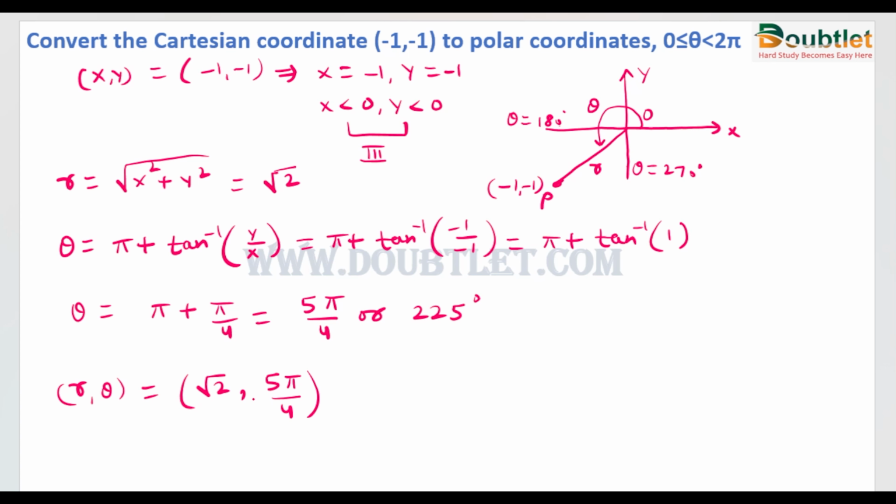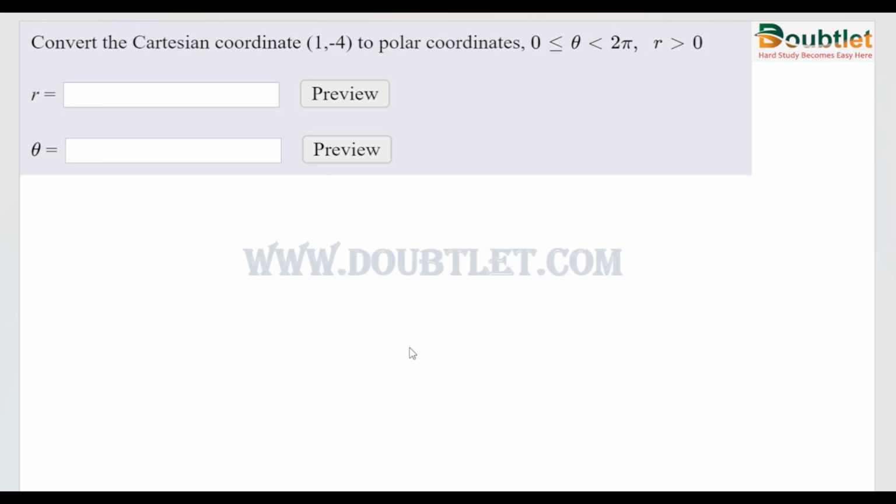Now we will consider the last case, that is, if a point lies in the fourth quadrant, then what we will get. So this is the example. If we equate this point to x comma y, we can write this as 1 comma minus 4. So we can write x is equal to 1 and y is equal to minus 4.